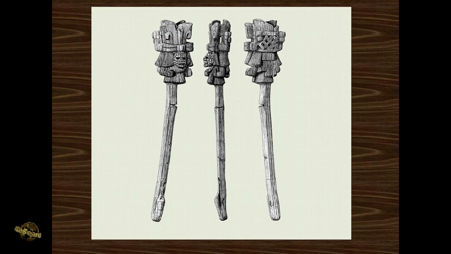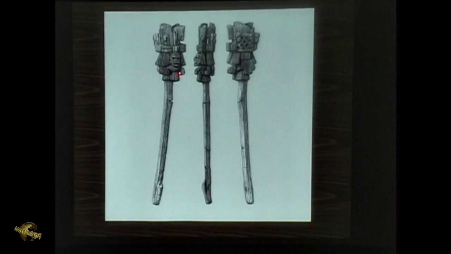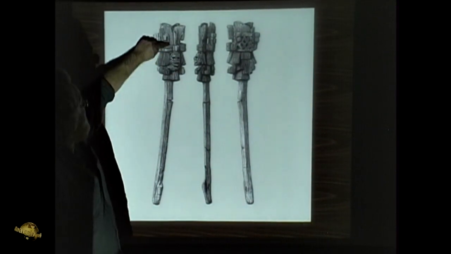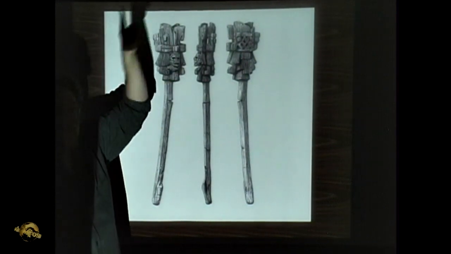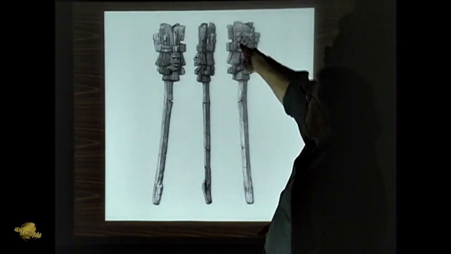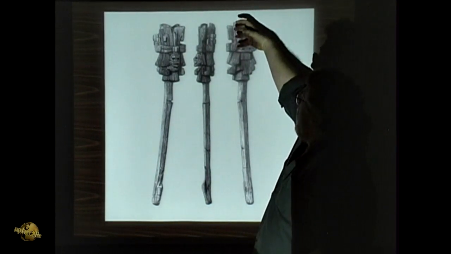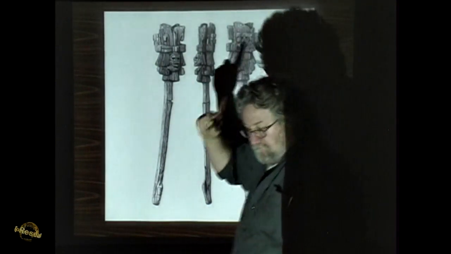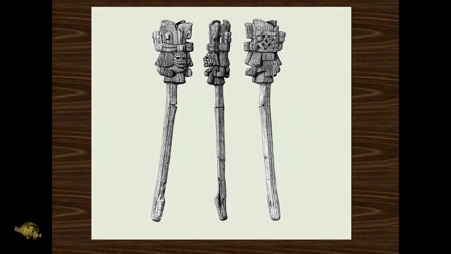Here is a view that shows more clearly what we're looking at. Here you can see his hands. He's almost like out of a parachute. Notice these scroll-like figures coming out of his head. And also notice this cross-hatching is a hollow chamber. That hollow chamber is important in understanding the ritual that they were actually conducting.